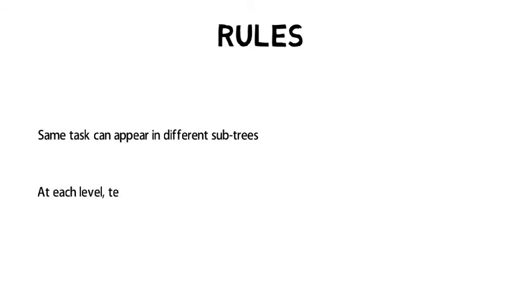The third rule is, the same task can appear in different subtrees. The fourth rule is, at each level, the temporal direction of executing the tasks is from left to right.